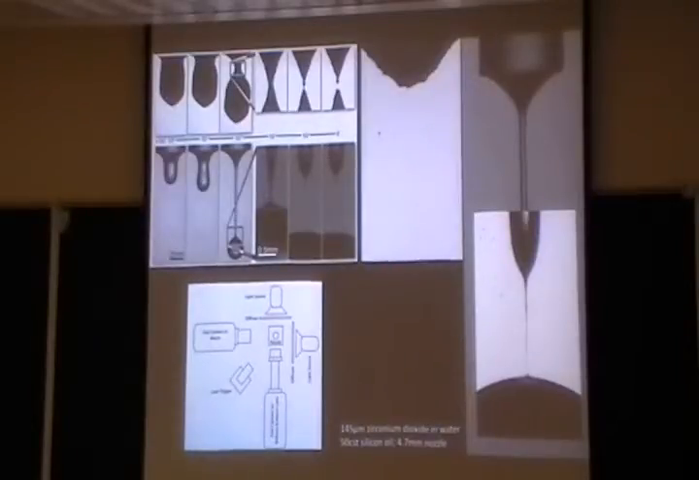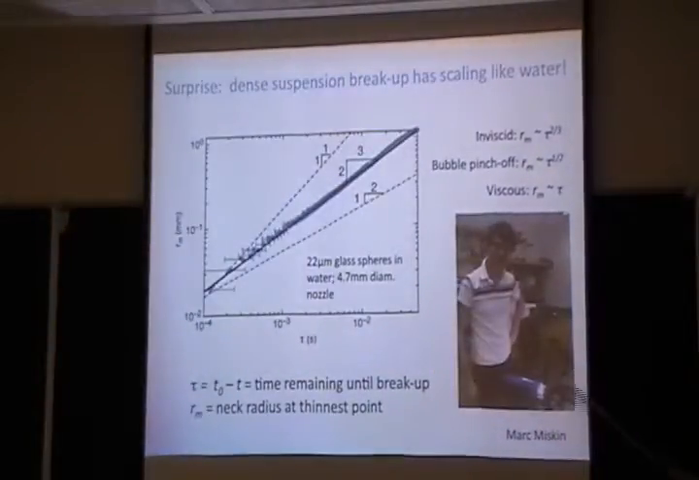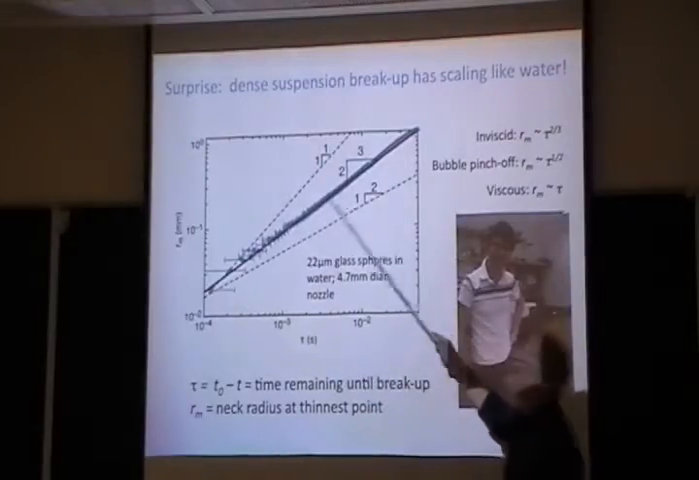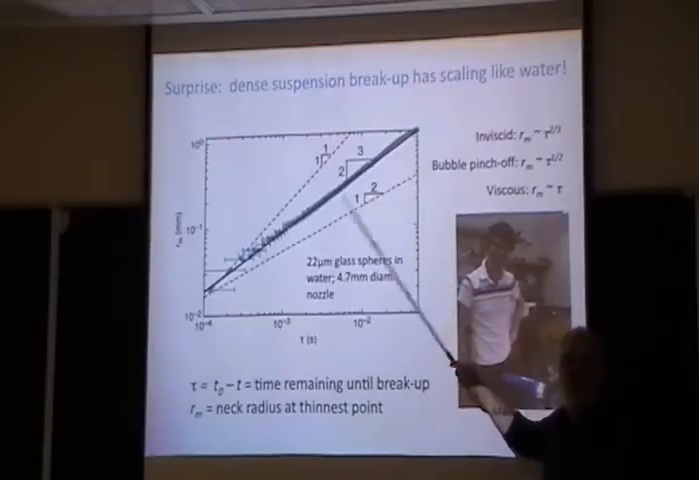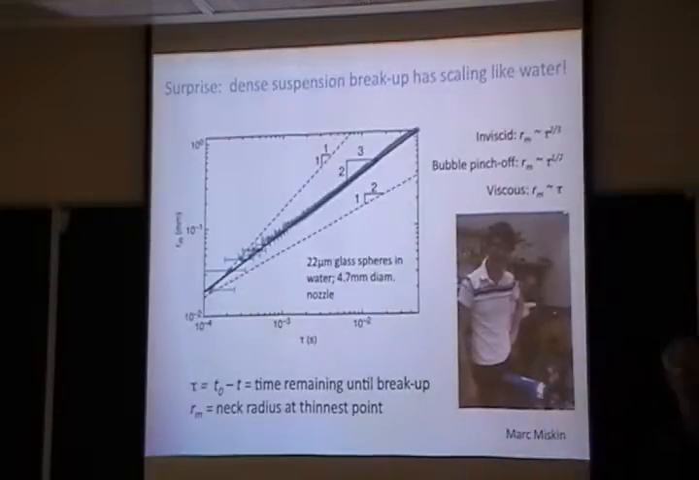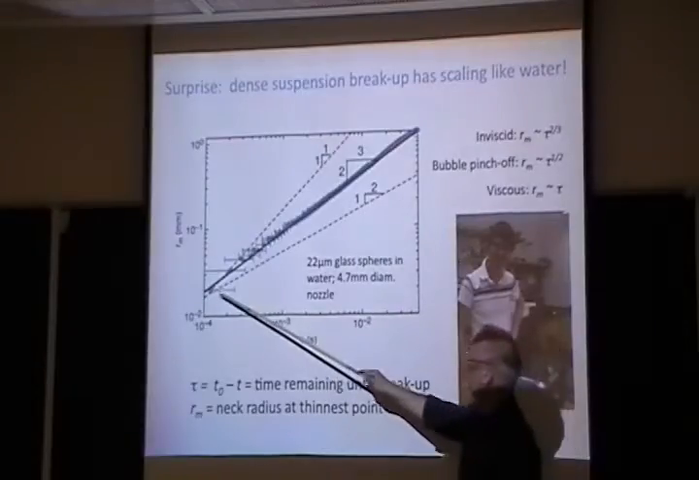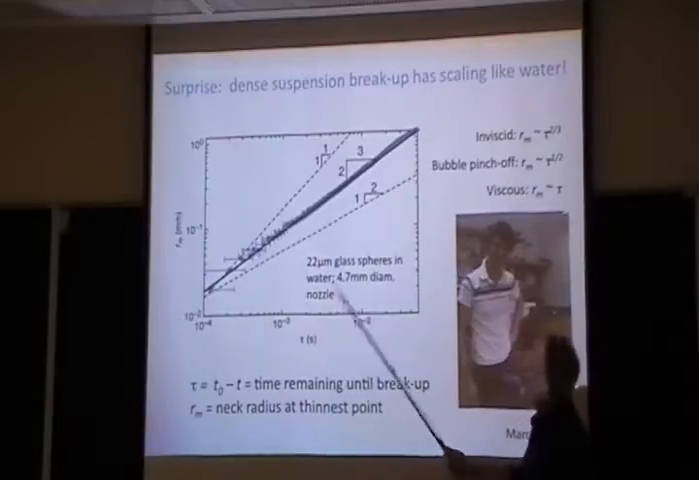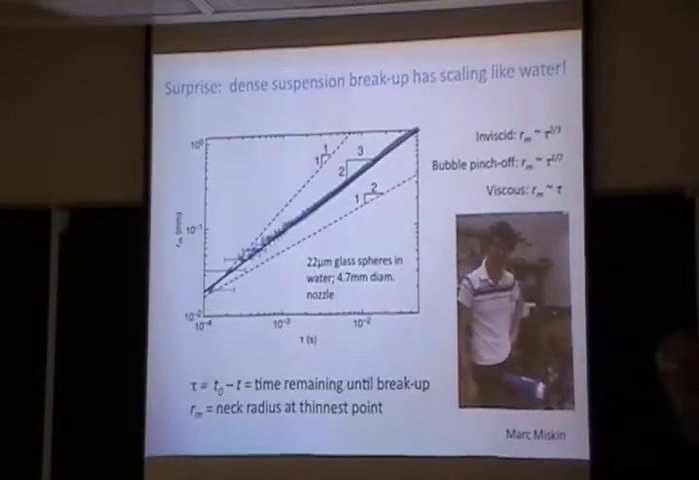And the interesting thing is this is now work by Mark Miskin. This is his first year with me. Really exceptional student. The interesting thing is if you do that for the suspension, and this is one particular suspension, I'll show you many more. This happens to be 22 micron glass spheres in water. You get a beautiful power law. This is good over maybe 2 decades in time.